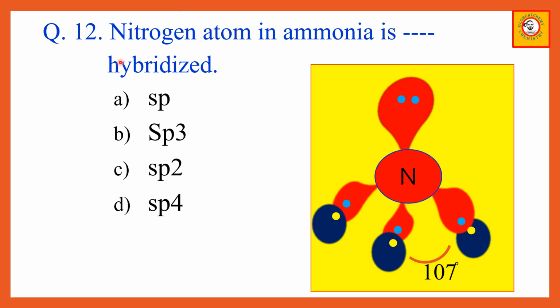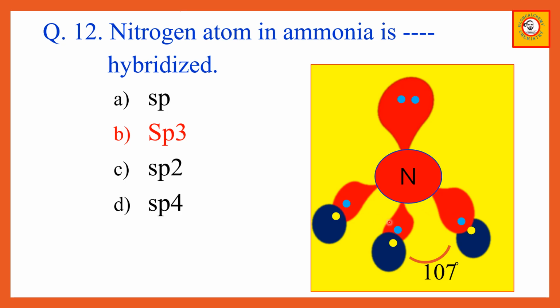Question 12. Nitrogen atom in ammonia is sp, sp3, sp2 or sp4 hybridized. The answer is sp3 hybridized. In ammonia, the nitrogen atom has 5 valence electrons. After hybridization, these electrons are placed in the 4 equivalent hybridized orbitals.